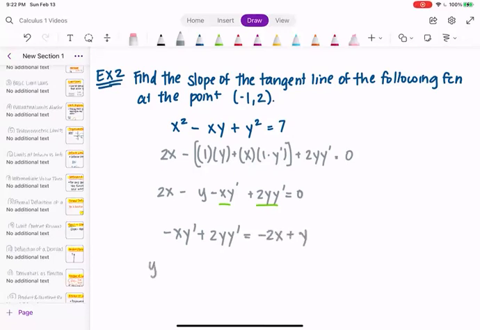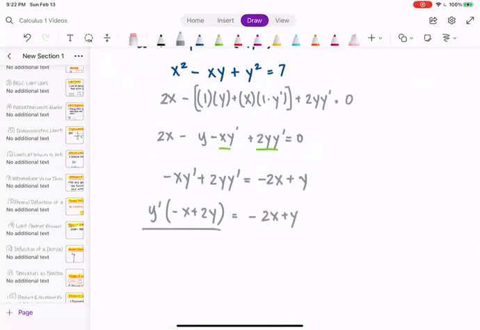And like I said, every single time you factor out a y prime. And then we'll divide both sides by that other piece. And then we'll get y prime equals negative 2x plus y over negative x plus 2y. But, so that's the derivative, right?